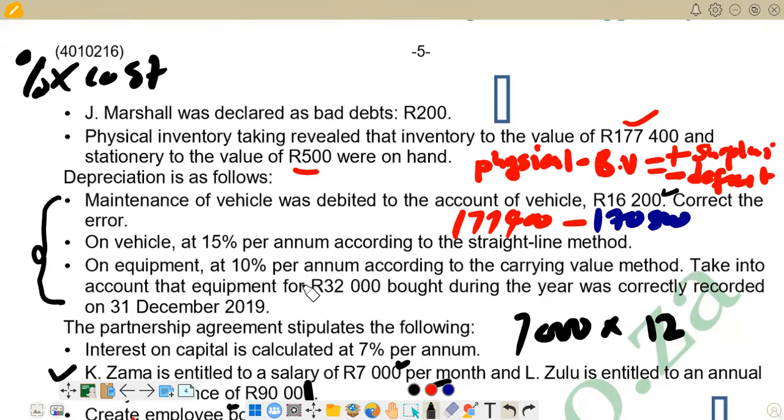So what does it mean? We have got equipment that stayed for the whole year and equipment that came along the year. So this one that came along the year on 31 December 2019, the year is ending March, end of March. So what does it mean? It stayed only January, February, and March, which means it stayed only 3 months.